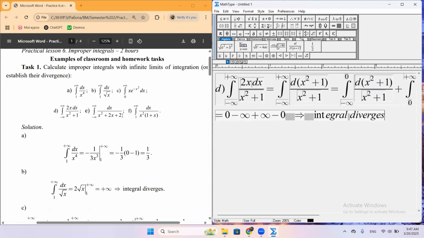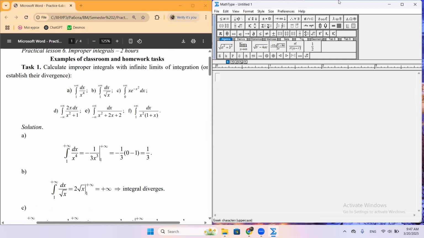The next exercise is this integral from minus infinity to plus infinity, dx, x over x squared plus 2x plus 2. Let's extract the perfect square for this integral.